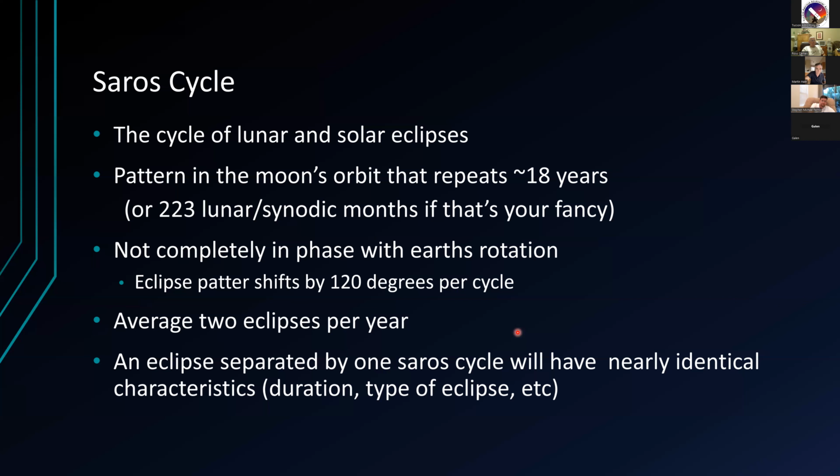The regularities in this average about having two eclipses, I think it includes solar and lunar. I should have clarified that, per year. And as I mentioned, if you separate them by the Saros cycle, two eclipses will have the same duration, and they'll be the same type of eclipse, etc. They just won't be in the exact same position on the Earth, which is why we never get to see a solar eclipse every 18 years in the same location.